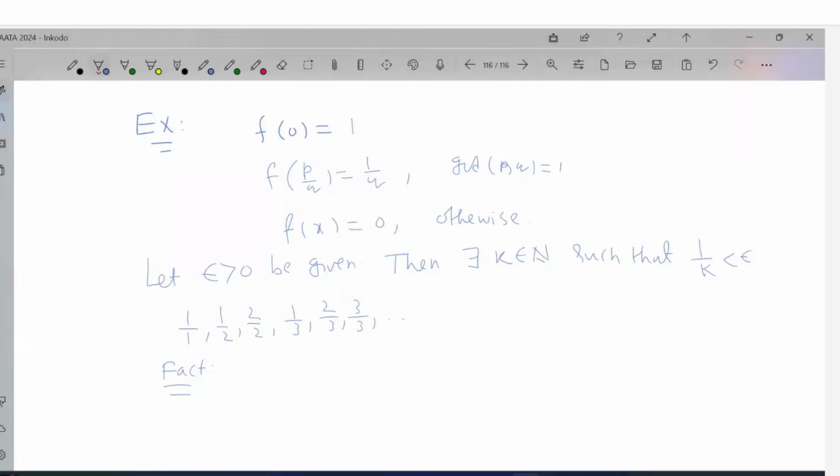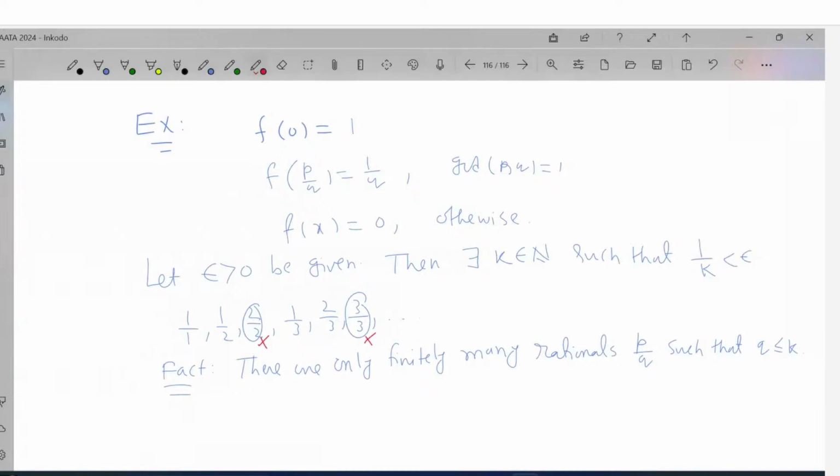is that there are only finitely many rationals p by q such that q is less than or equal to K. This is a fact we are using in this way. GCD of p and q is also important. Otherwise, this part will not come in that scenario.